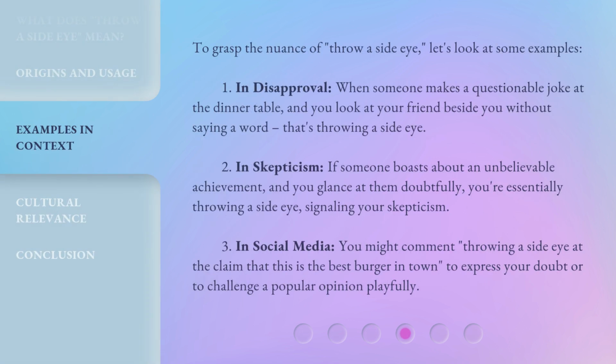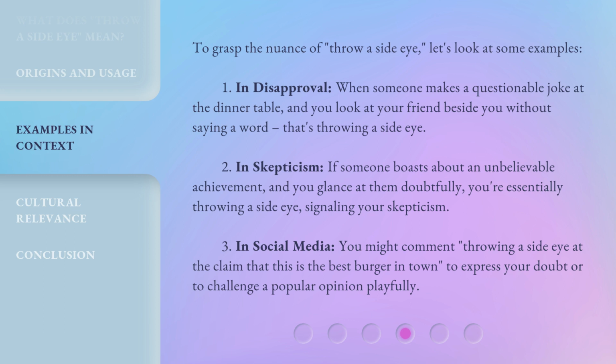To grasp the nuance of throw a side eye, let's look at some examples. 1. In disapproval. When someone makes a questionable joke at the dinner table, and you look at your friend beside you without saying a word. That's throwing a side eye.